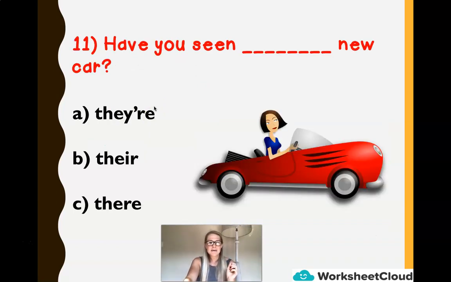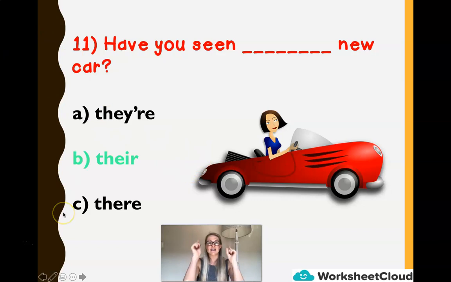Right. Number 11. Have you seen something new car? Now, the reason why I said that is because I'm going to plug in the different possible answers. So if I put in A, have you seen their new car? B, have you seen their new car? Or C, have you seen their new car? Okay, interestingly enough, there are some homophones happening here. Remember, homophones are words that sound the same, but they have different meanings and they are spelt differently as well. So, have you seen their new car?